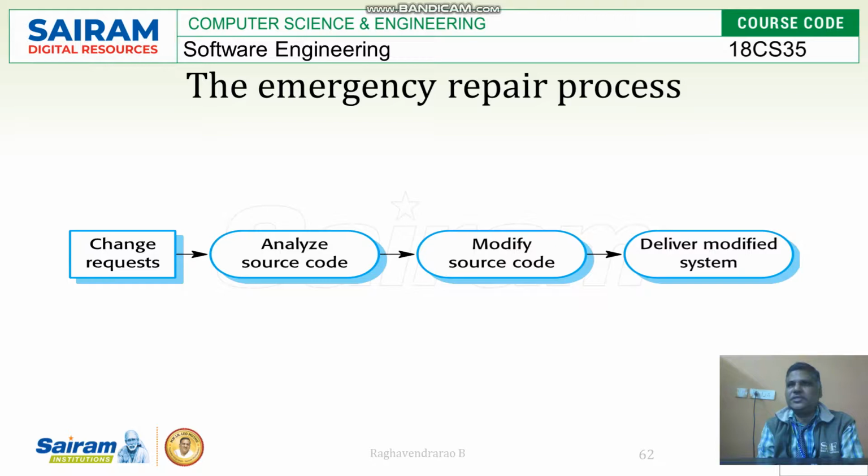You see, the emergency repair process: a change request will come, you analyze the source code, modify the source code, and immediately deliver it. There is no testing step in this. You will know exactly what has to be done. You analyze the source code, modify it directly, and then deliver it to the system.